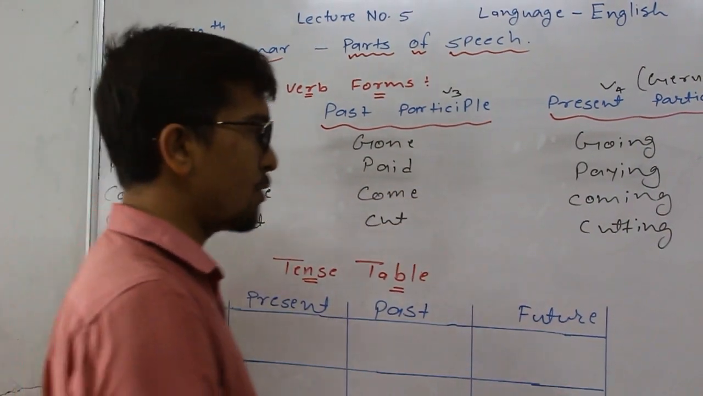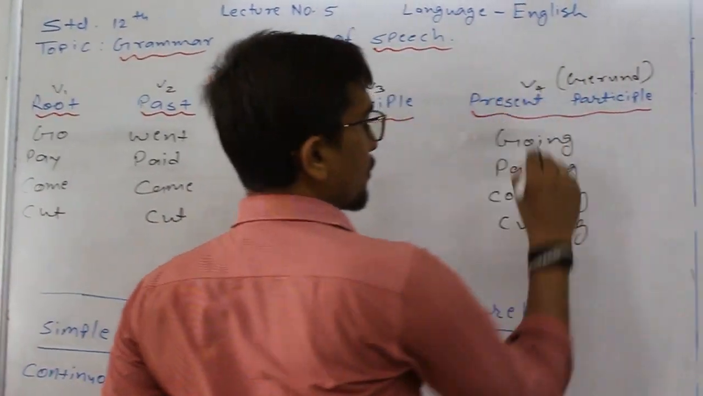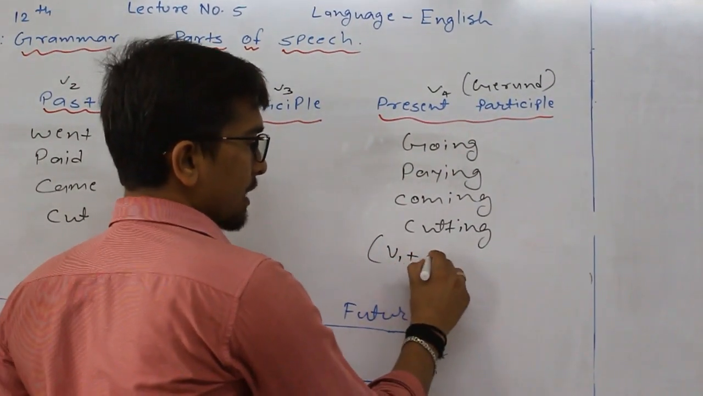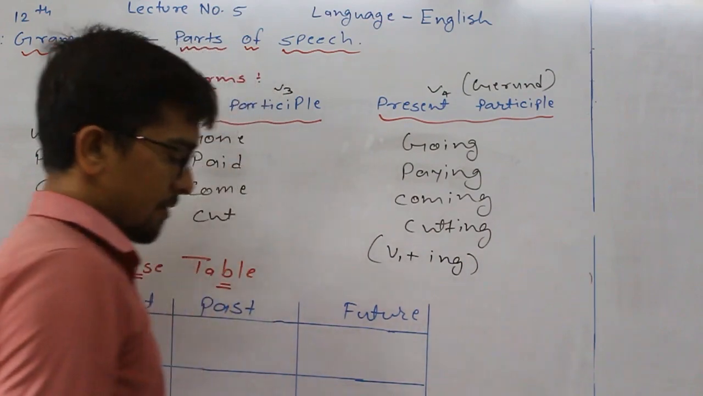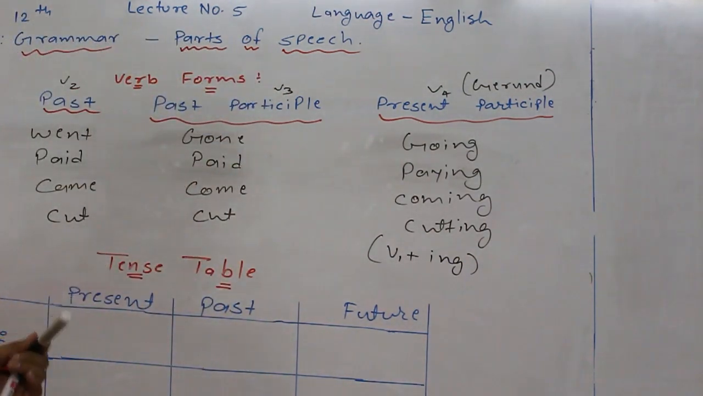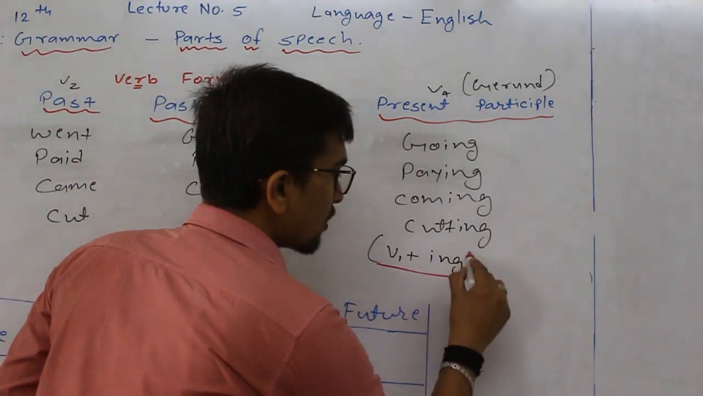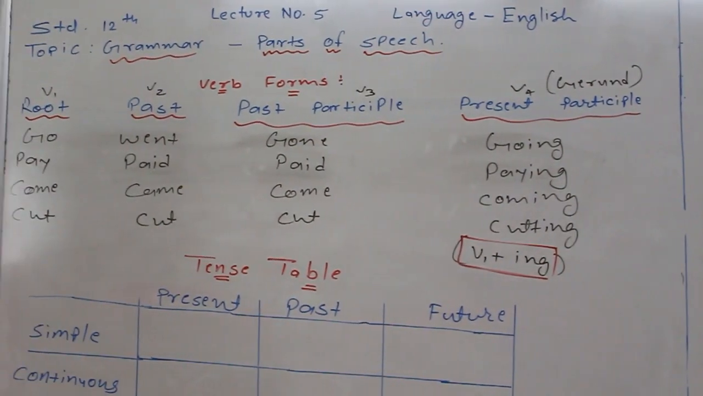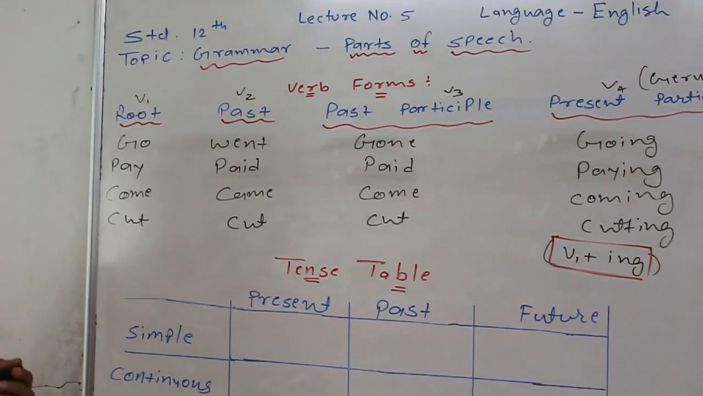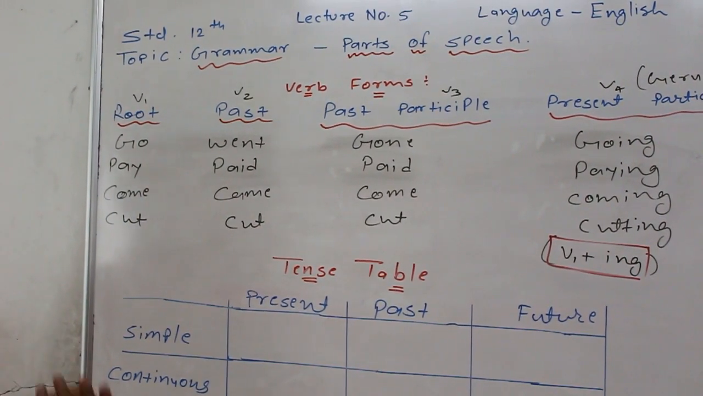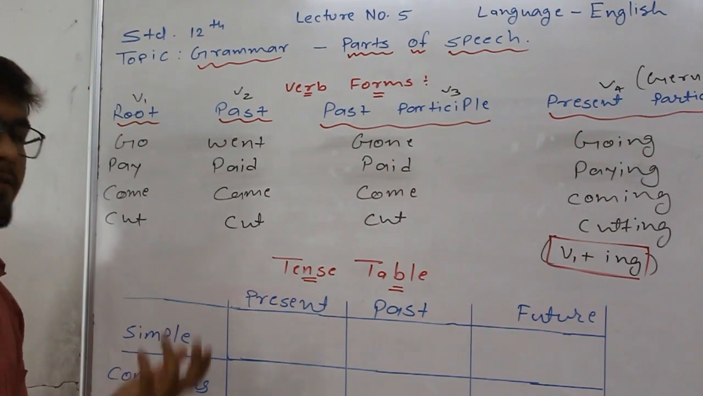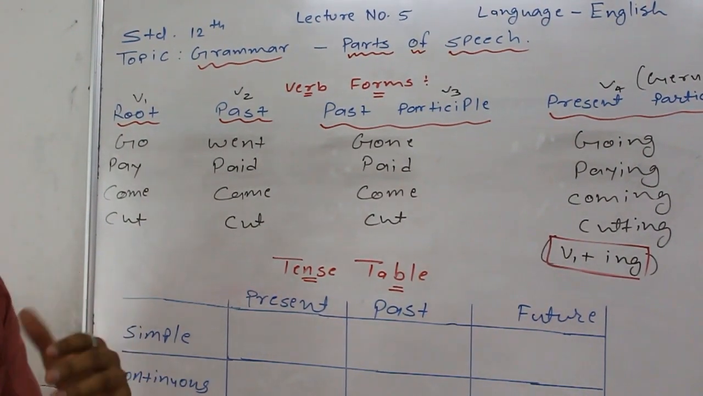Right? We know what a present participle is. What do we do with that? It is always V1 plus ing. We include ing in the root form. So here there are four forms of verbs, and we often get confused about where we should use them, in which tense we should use which form.